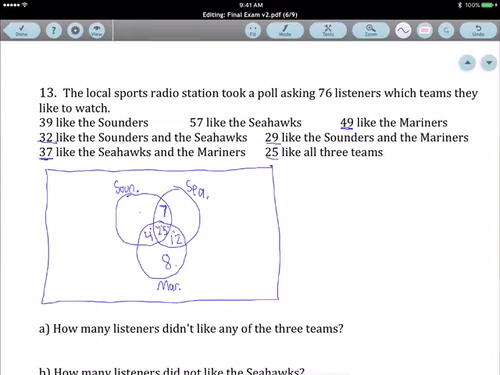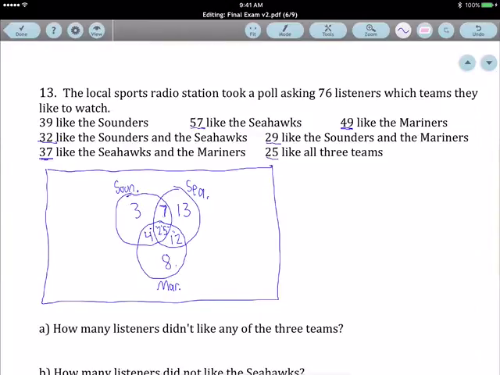In a similar way, for the Seahawks circle, we would do 57 minus 7 minus 25 minus 12, and we get 13. Then for the Sounders, we do 39 minus 7 minus 25 minus 4, and we get 3 for that part.